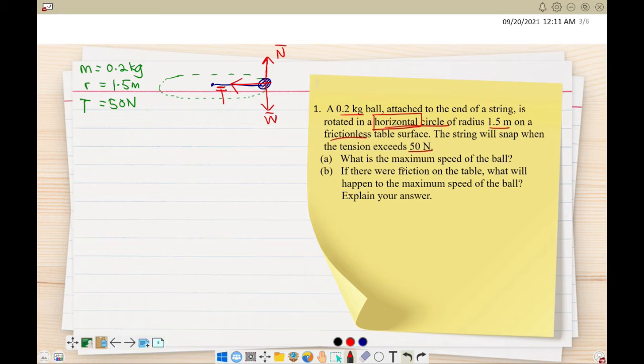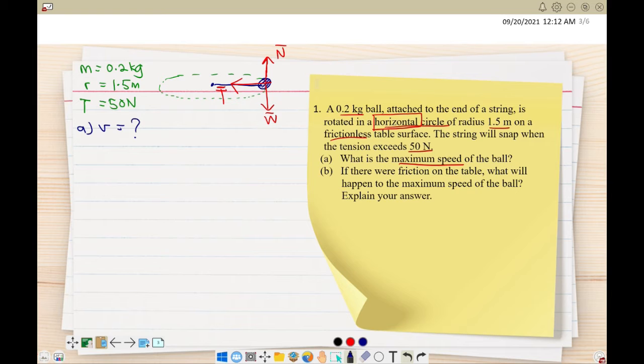Okay, A, it asks, what is the maximum speed of the ball? Okay, means you need to determine the V of the ball. So to find the V, it is related with the centripetal acceleration, which is V square over R. But then you need to identify which force becomes your centripetal force. Which one becomes our net force, that is, the centripetal force.